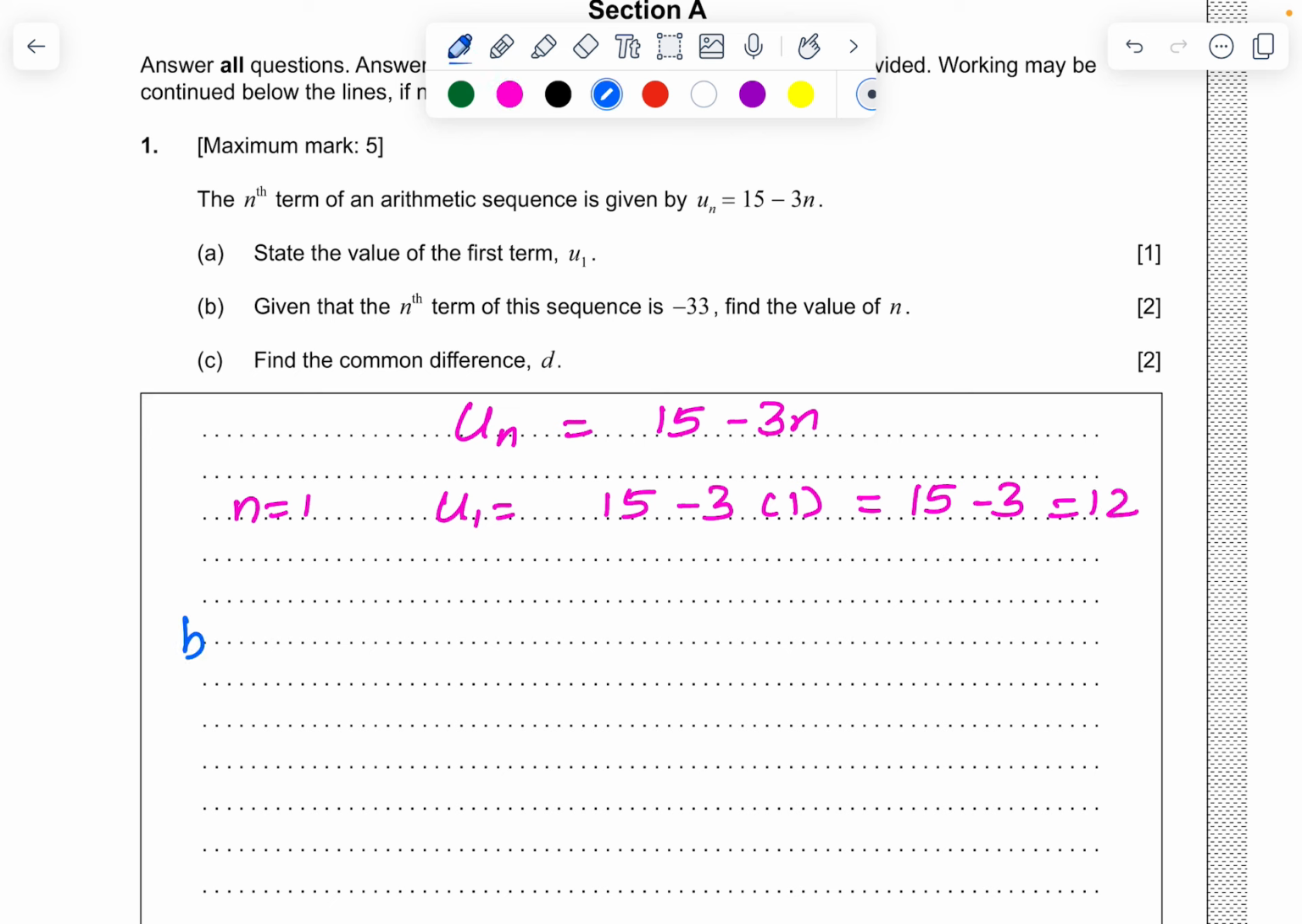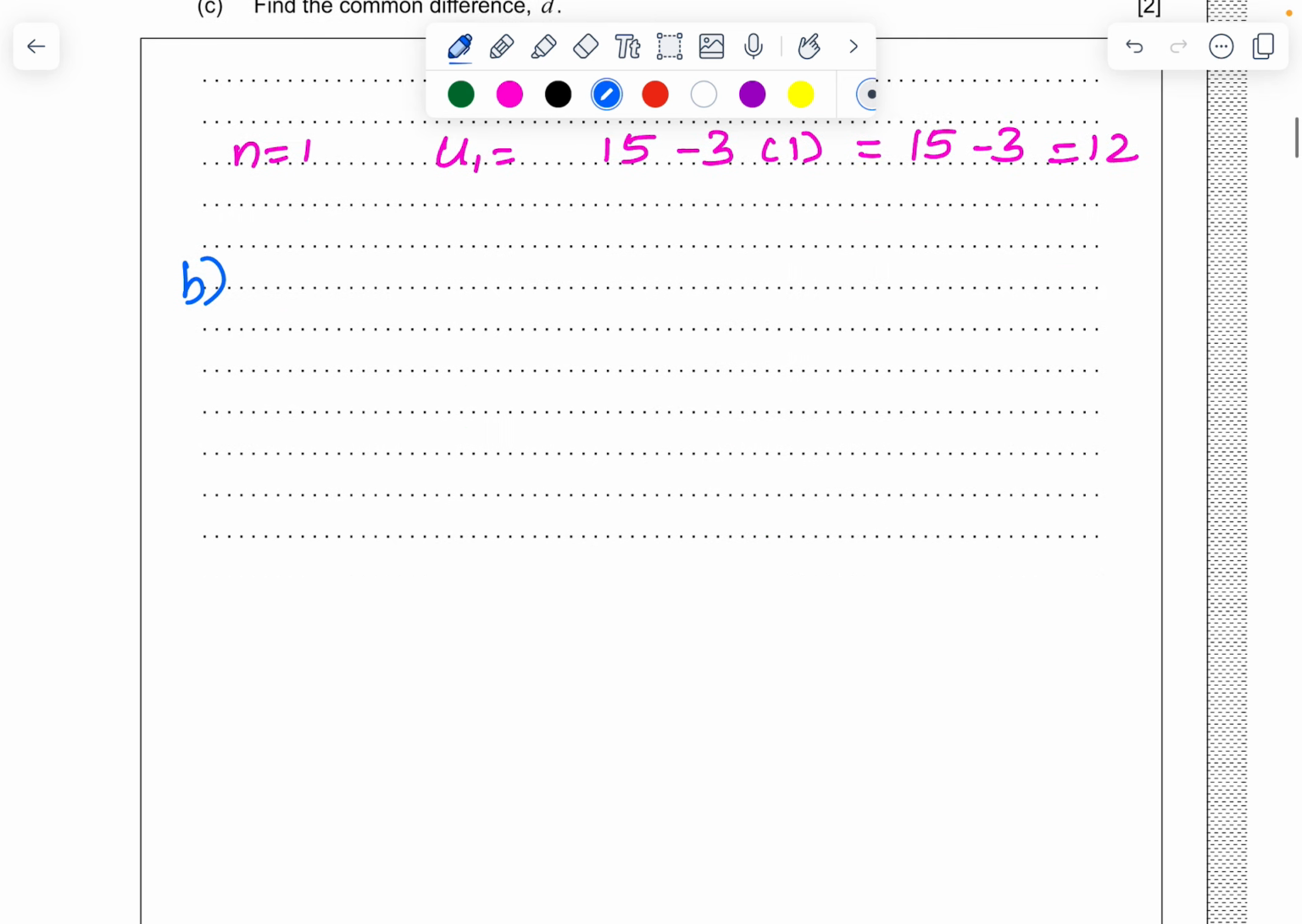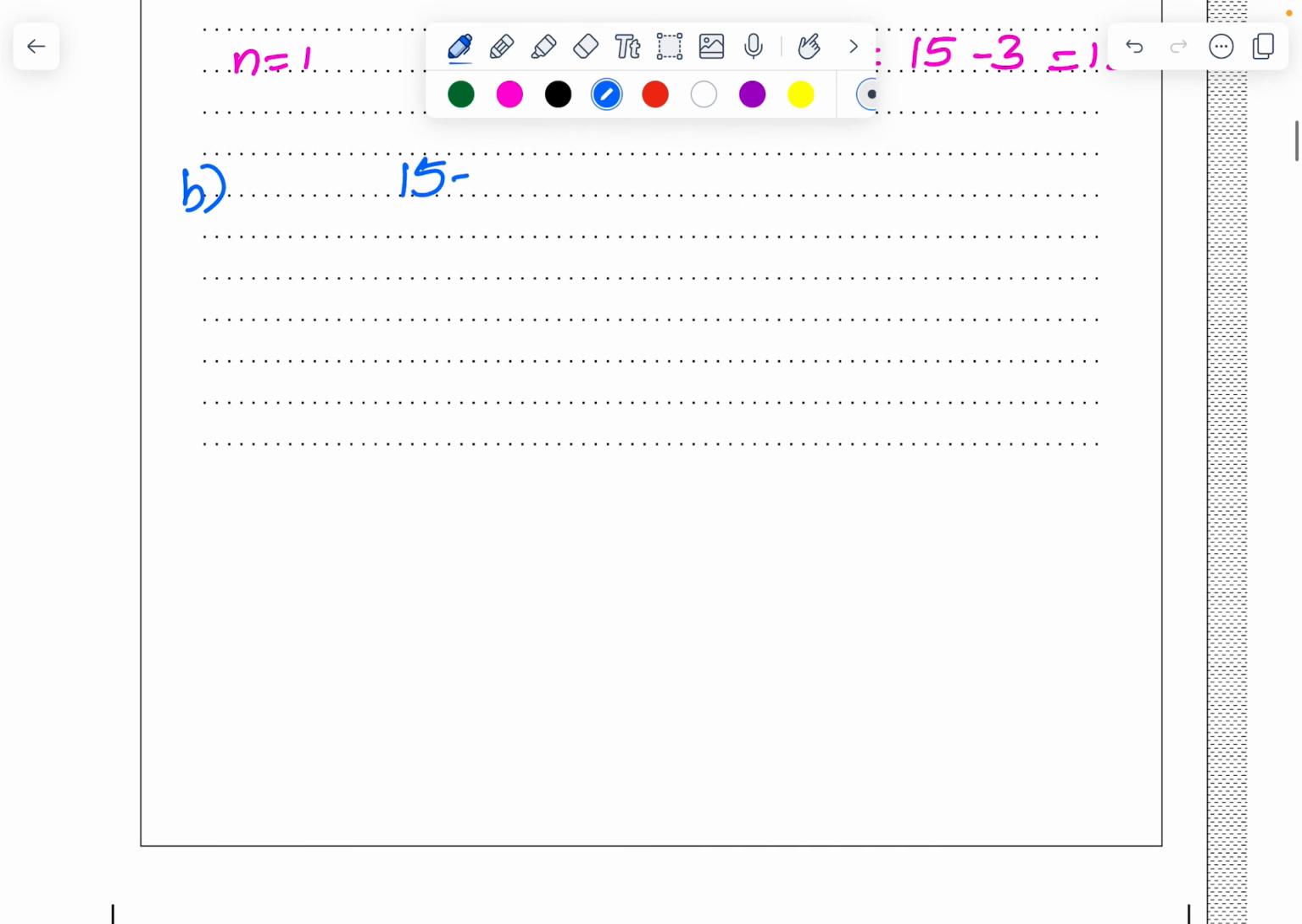That's part A. Part B: given that the nth term of the sequence is negative 33, find the value of n. So 15 minus 3n equals negative 33. Negative 3n equals negative 33 minus 15. Negative 3n equals negative 48, n equals 16.